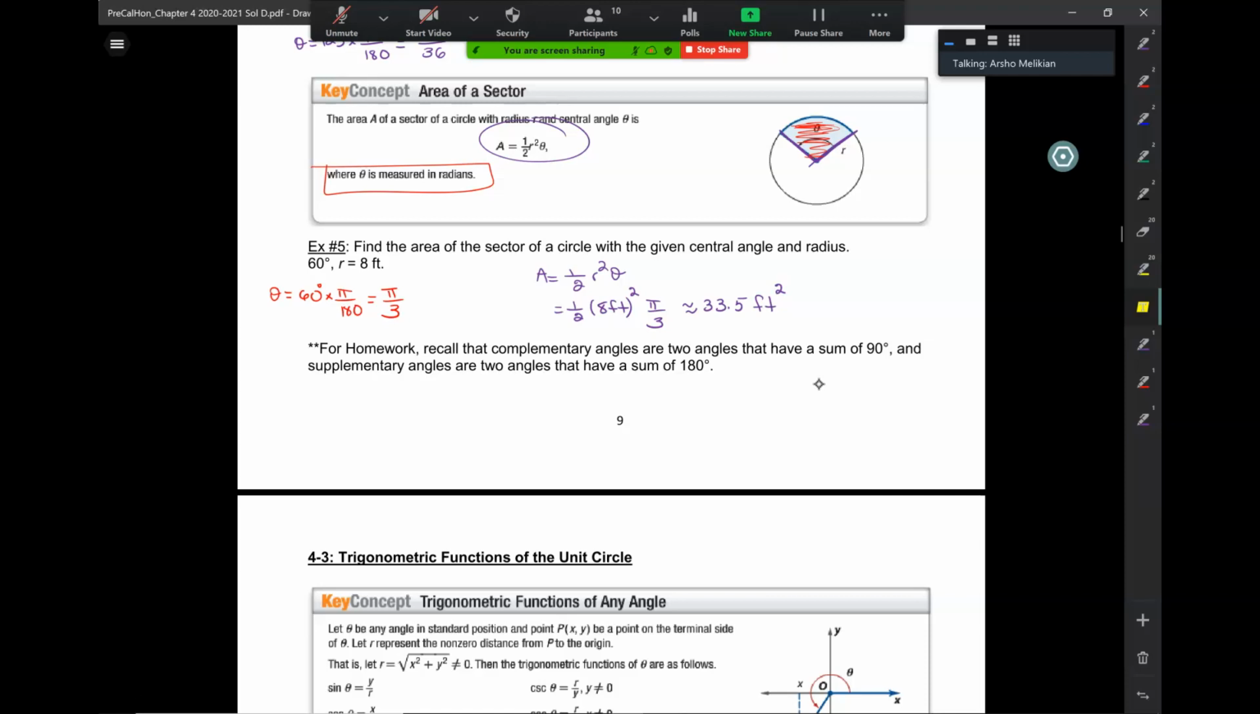Okay? Now, for homework, I always put this note on here. There is a part where it talks about complementary and supplementary, and students by this time have often forgotten everything that they learned in geometry. But remember, complementary angles add up to 90 and supplementary to 180. Okay?